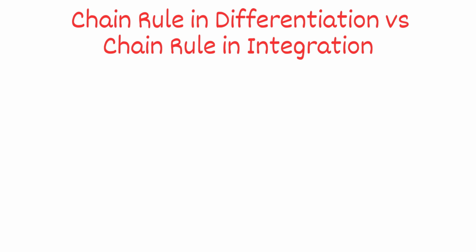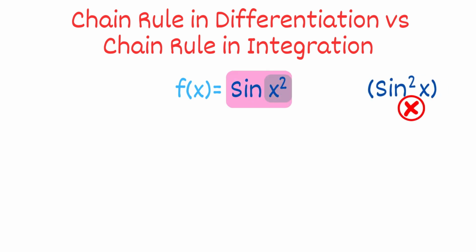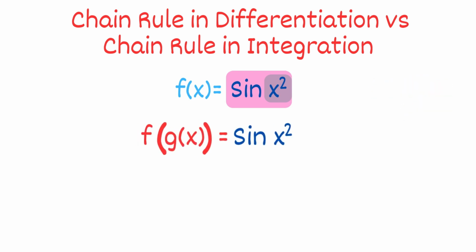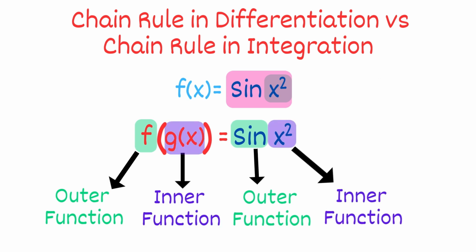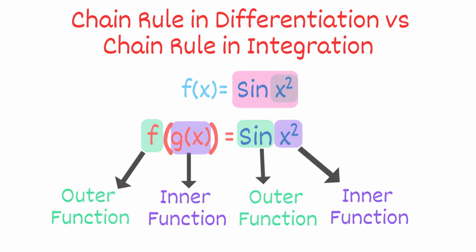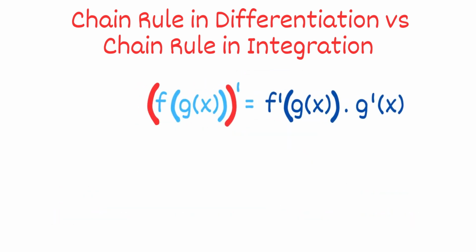So first let's see how we differentiate functions using chain rule. For example, f of x is sine of x squared. Please remember, here only x is squared, not the whole sine. So it is not something like this. Now if we want to differentiate it, it will be f of g of x, where your outer function, that is f, corresponds to sine, and your inner function, that is g, represents x squared. So, the differentiation of f of g of x is f dash of g of x times g dash of x.